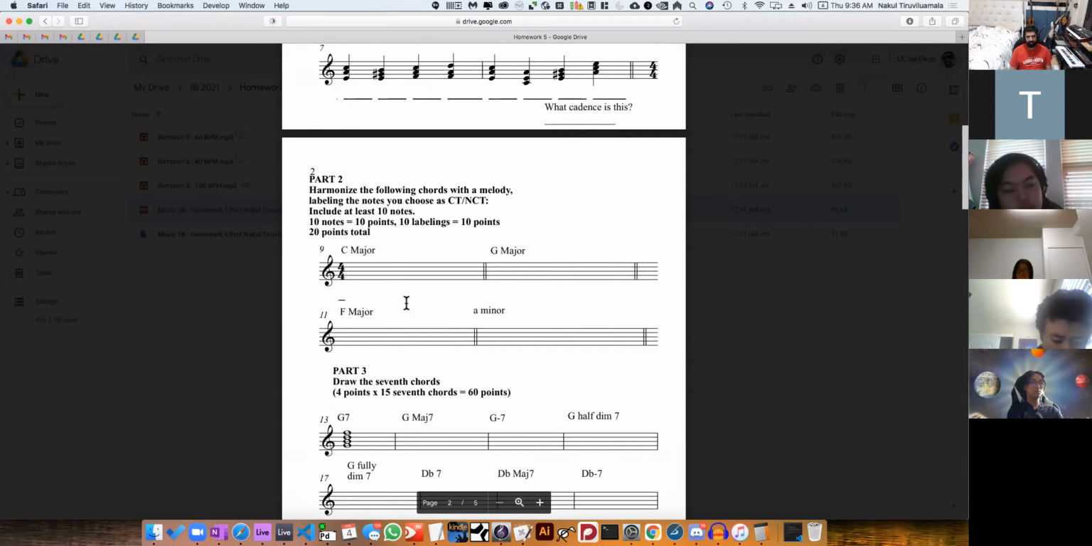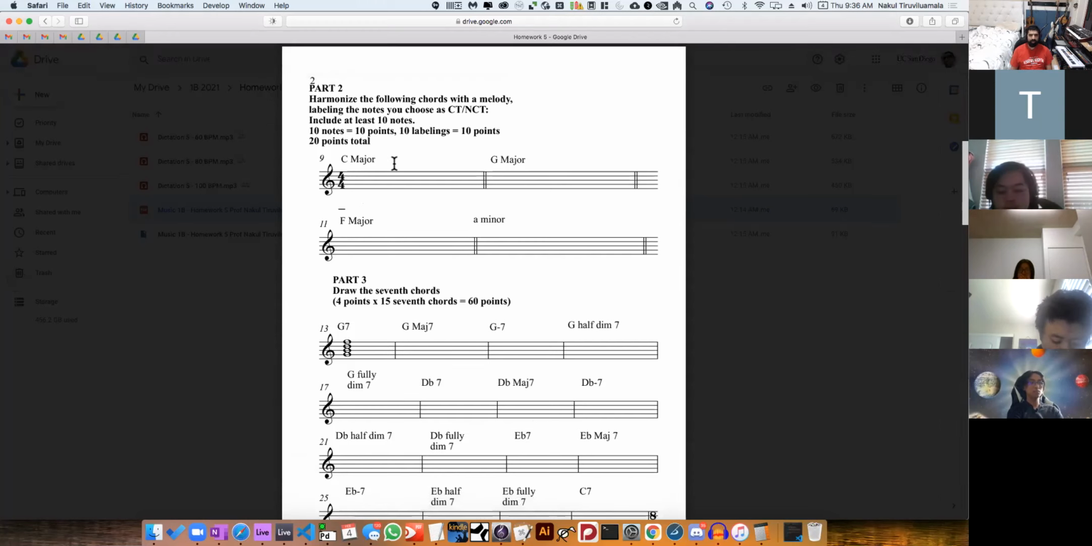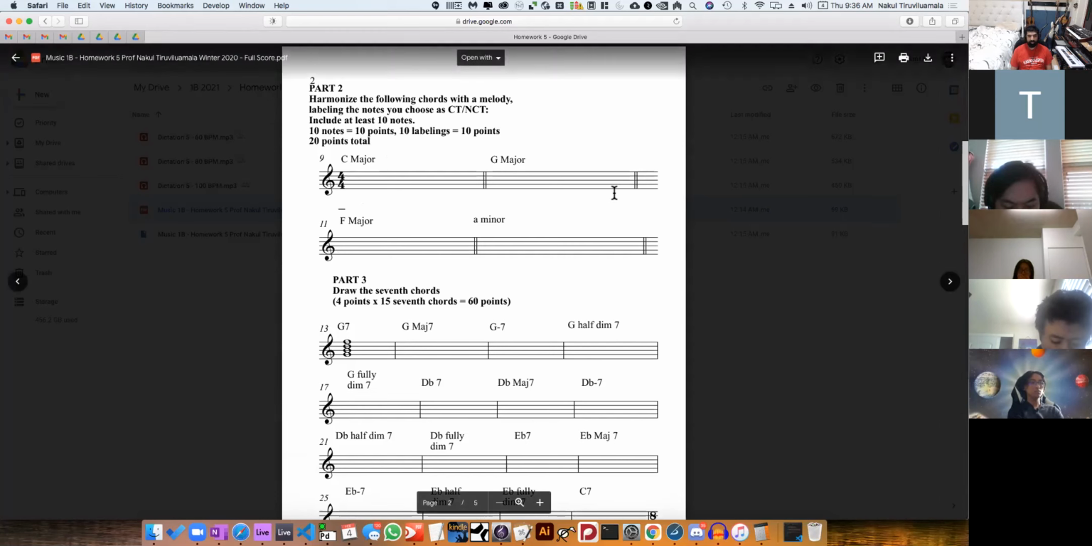Another part of the homework deals with creating simple melodies and labeling the notes as being chord tones or not chord tones. So that's another component of the homework. We're going to talk about that.